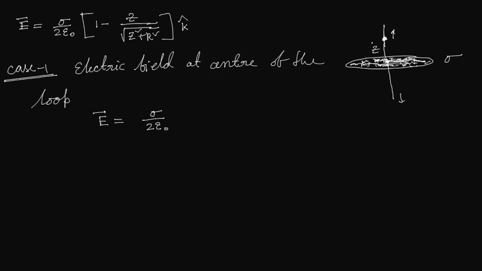Now if you approach z equals to 0 from the top side, that means this point will be just above the loop. In this case it will be plus k cap, and if you approach z equals to 0 from the bottom side, it will be just below the loop, so it will be minus k cap. So you can write plus minus k cap. Just above the loop it will be plus k cap, just below the loop it will be minus k cap, and the magnitude will be sigma by 2 epsilon naught.